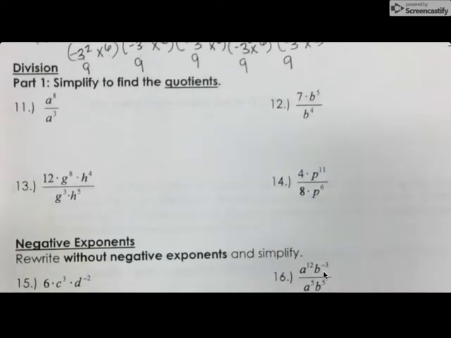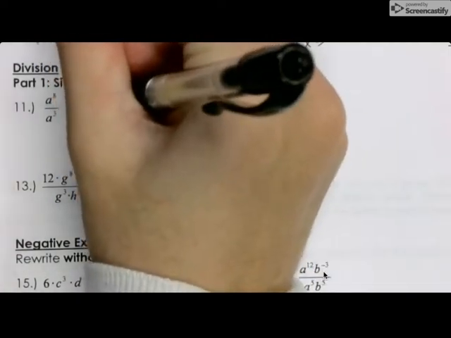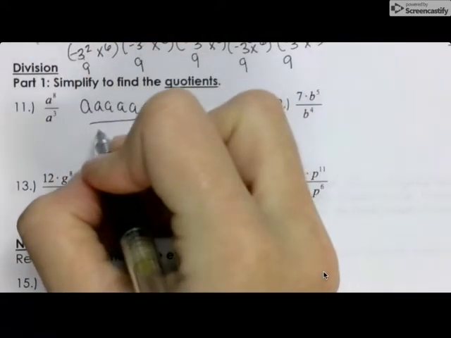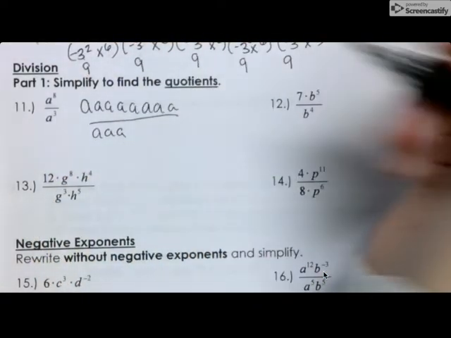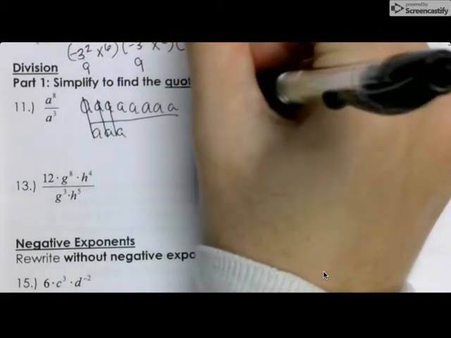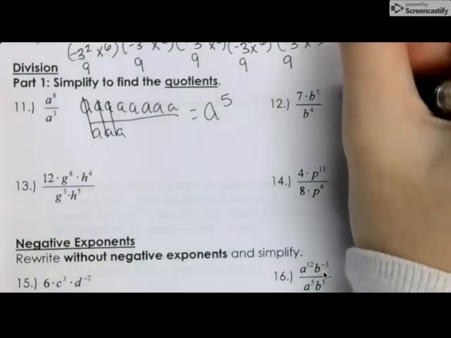Okay, looking at the bottom. On top, I have 8 A's. On bottom, I have 3 A's. I can cancel out 3 pairs, leaving me with A to the 5th on top.